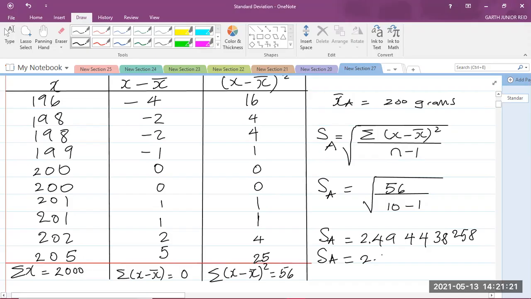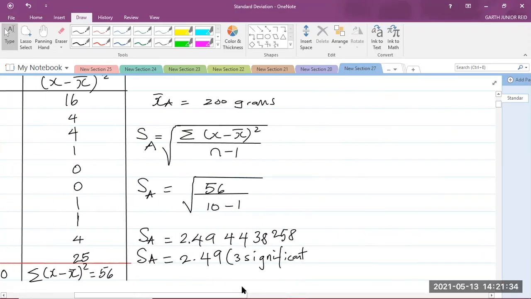That's going to be 2.49, and that's 3 significant figures, okay? 3 significant figures. Good. So that is it. So that is our standard deviation for machine A.